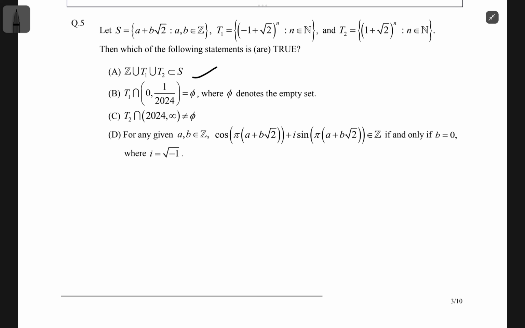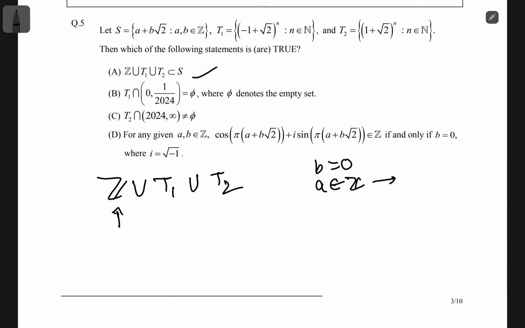The first option talks about Z union T1 union T2 is a subset of S. So, can integers be in S? Yes, they can. For b equal to 0, a belongs to Z is literally Z. So yes, Z can belong to S.